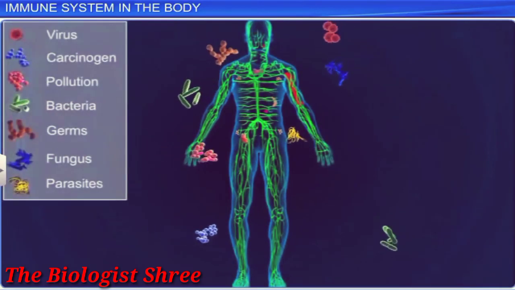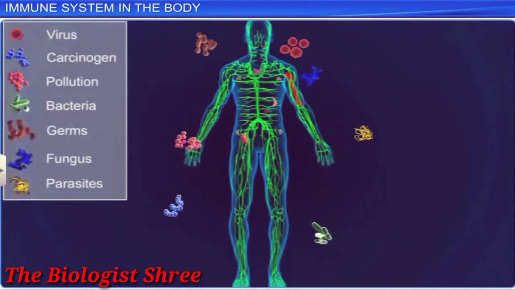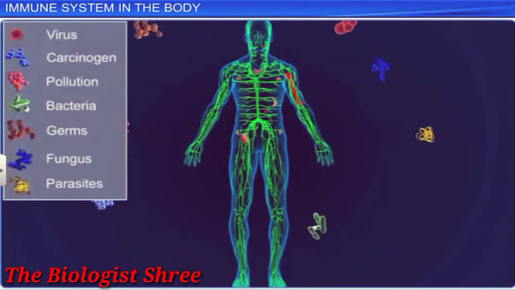Therefore, the immune system, which collectively comprises the lymphoid organs, lymph nodes, and tissues, protects the human body from invasion by pathogens and microbes.